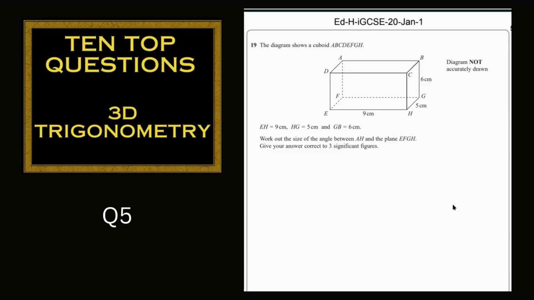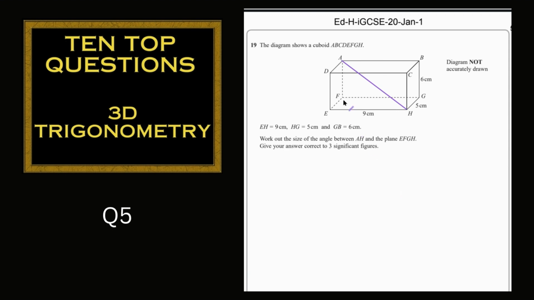So a much more standard type of question for this one. You're given all the numbers. There's no real waffle. It's a cuboid. Just draw the triangle where you're trying to work stuff out. Work out the size of the angle between A to H.